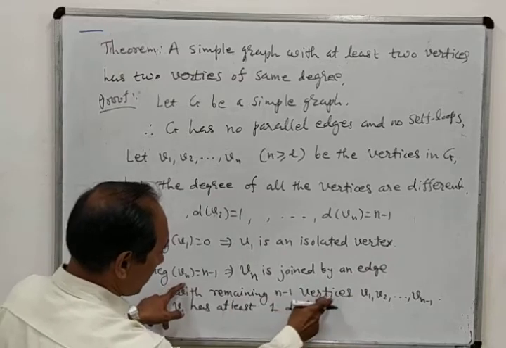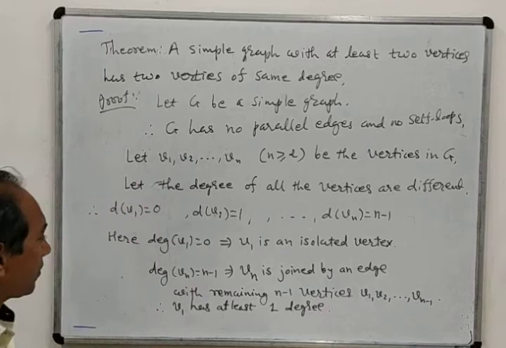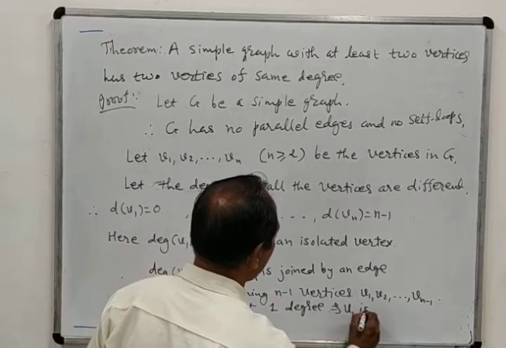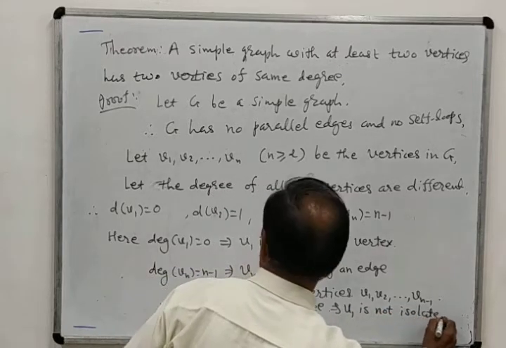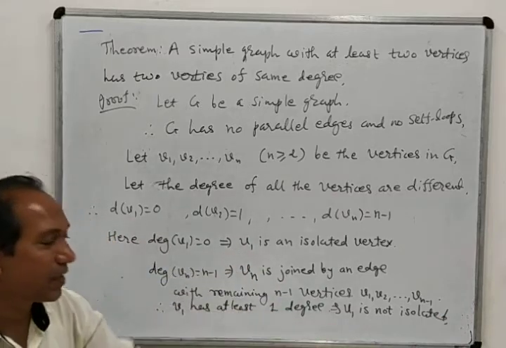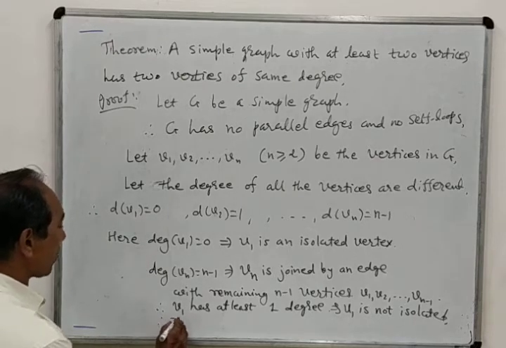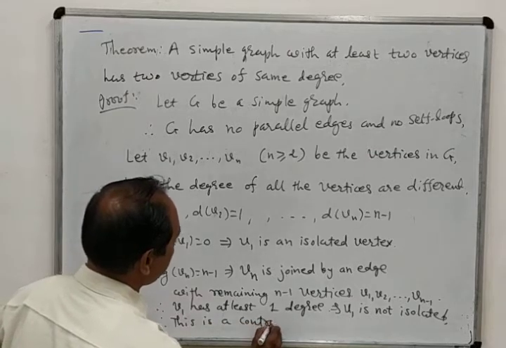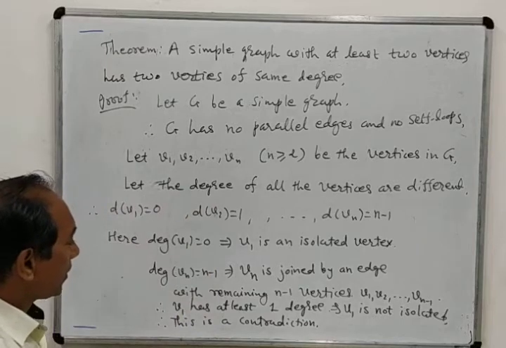From this statement we can say that v1 and vn are connected by an edge. So v1 has at least 1 degree. This implies that v1 is not isolated. So here we have seen that v1 is isolated, and here we are proving that v1 is not isolated. So we can say that this is a contradiction.